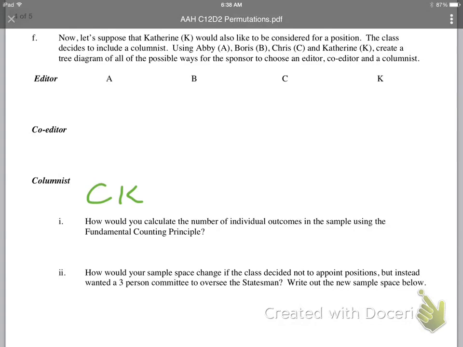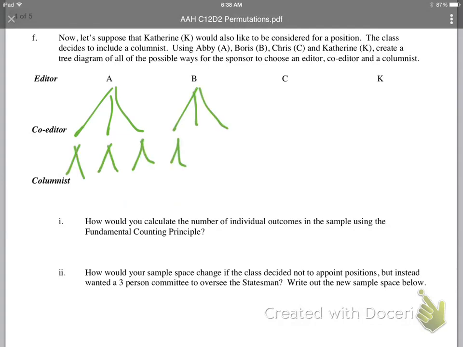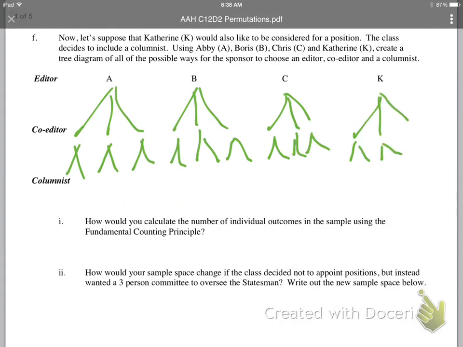you know, C, K, B, K, well, anyway, if you look on my key, you'll see the tree diagram. We're going to have this, and then we're going to have 2 off of there, 2 off of there, 2 off of there. We're going to have that, 2, 2, 2, right? 2, 2, 2, and then 2, 2, 2. So that's 1, 2, 3, 4, 5, 6, 7, 8, 9, 10, 11, 12, 13, 14, 15, 16, 17, 18, 19, 20, 21, 22, 23, 24. So there are a total of 24 different possibilities.